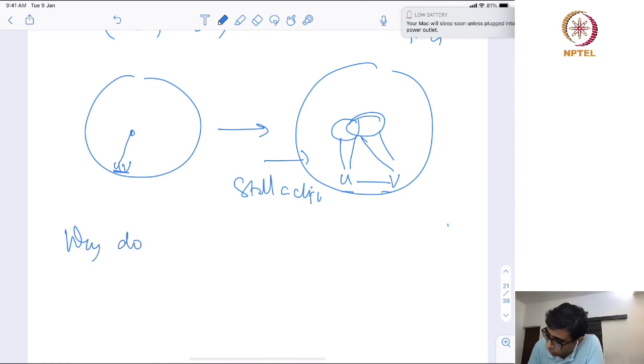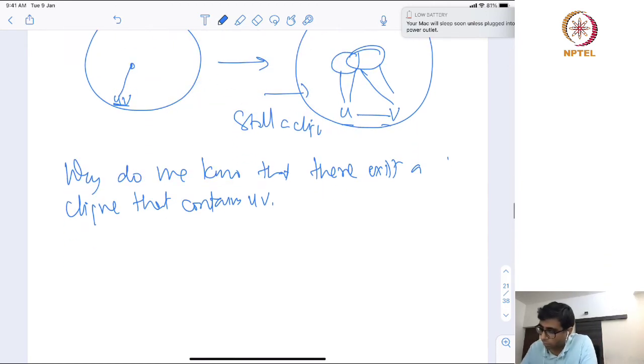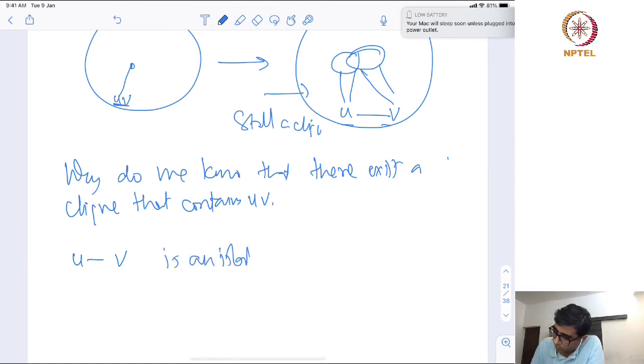Why do we know that there exists a clique that contains UV? This is why we have the following rule: it could be that UV becomes an isolated vertex, so if UV is an isolated edge, then our reduction rule is very simple.